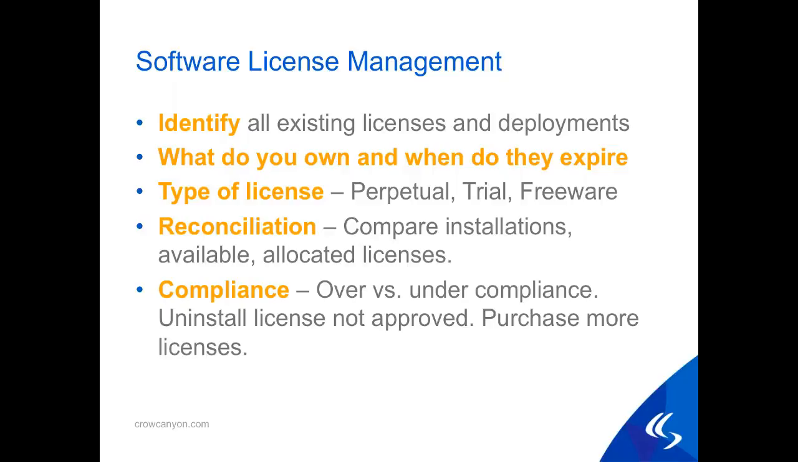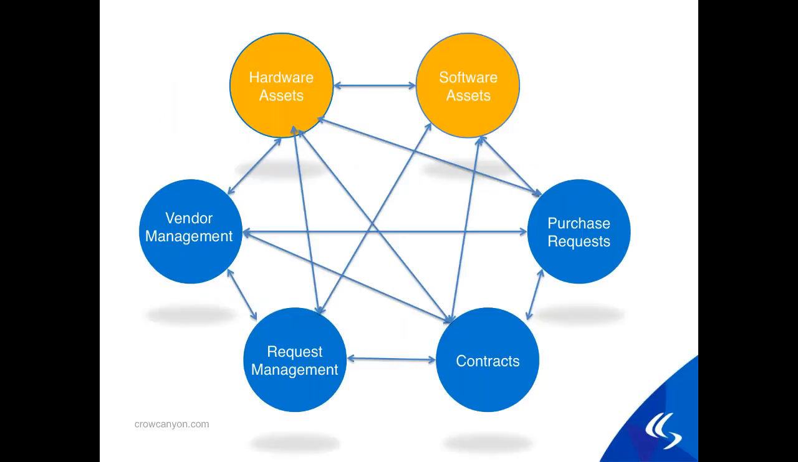Reconciliation, we can compare installations, and we can also allocate licenses out to the proper locations. Compliance, over utilization or under utilization. Overutilization would be out of compliance, and we need to go true up and purchase some additional licenses. Underutilization can be used to say, hey, listen, we bought too many, and we need to reduce that count.